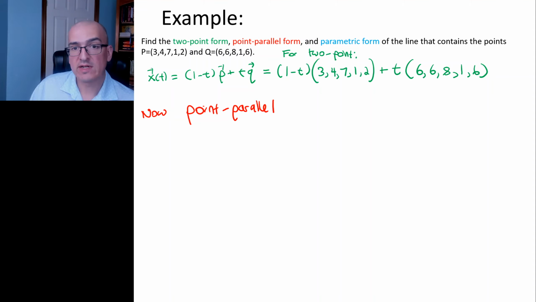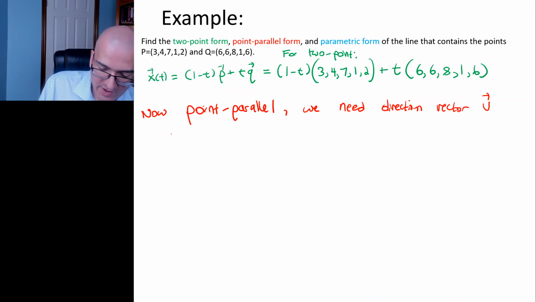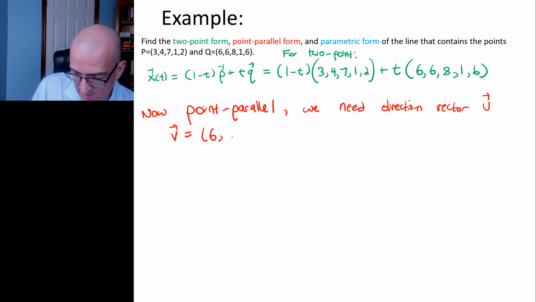So for point parallel, we need an ingredient that's not showing. We need the direction vector. The direction vector is a vector that connects any 2 points on the line. We get that vector from the equivalent line segment q minus p or p minus q. So I'll do q minus p, 6, 6, 8, 1, 6, minus 3, 4, 7, 1, 2.